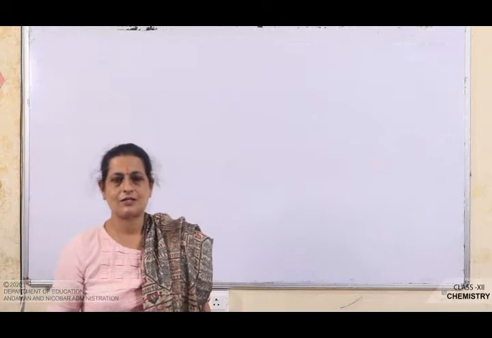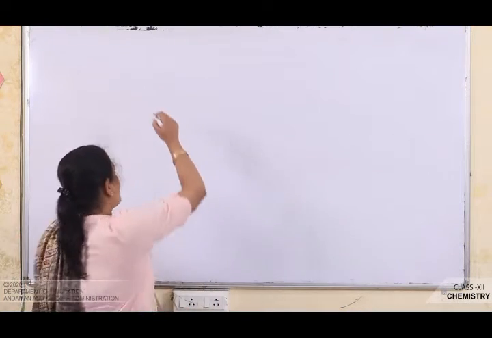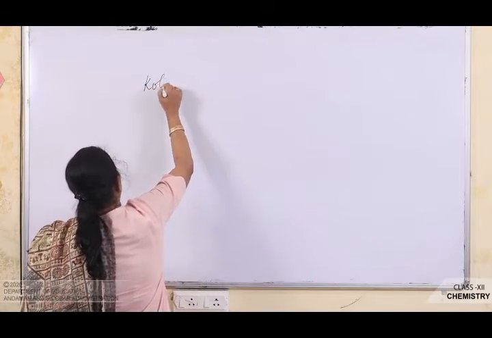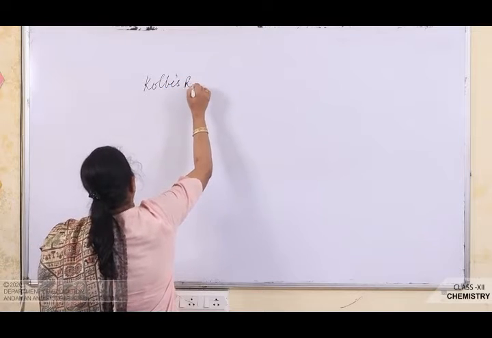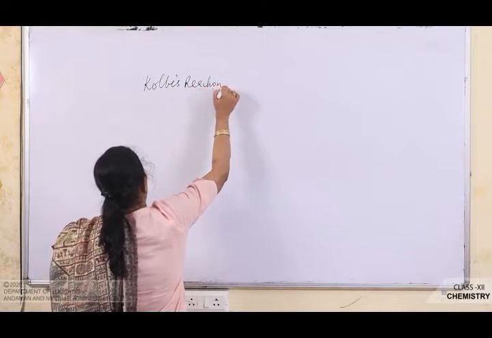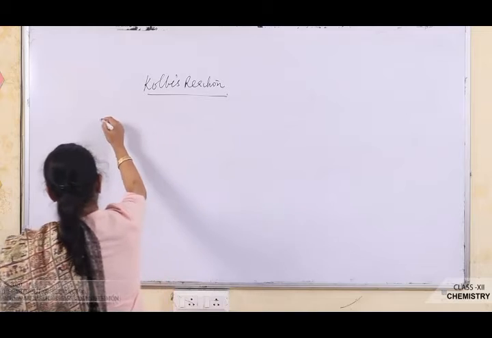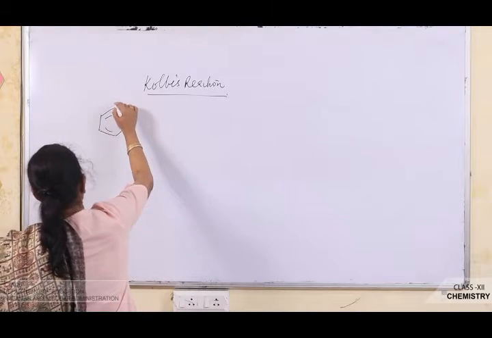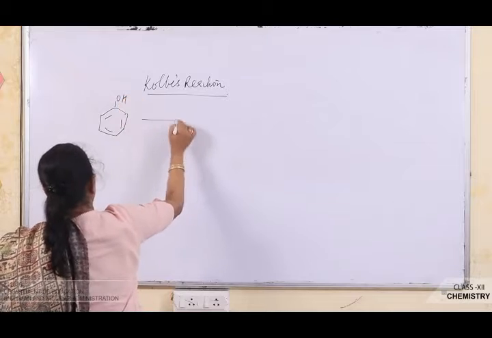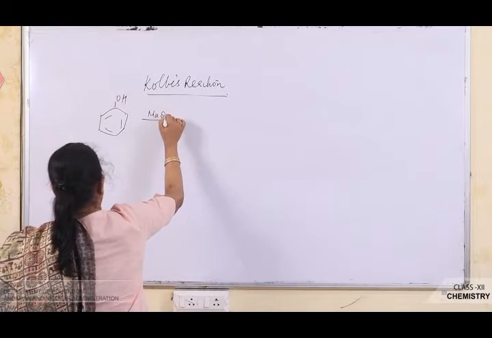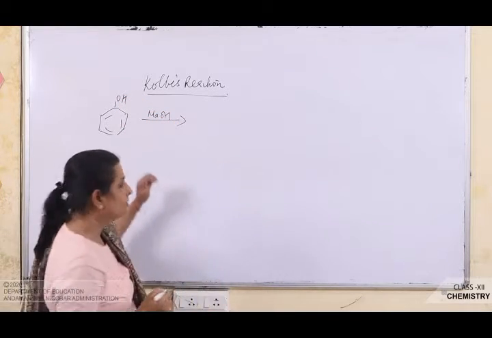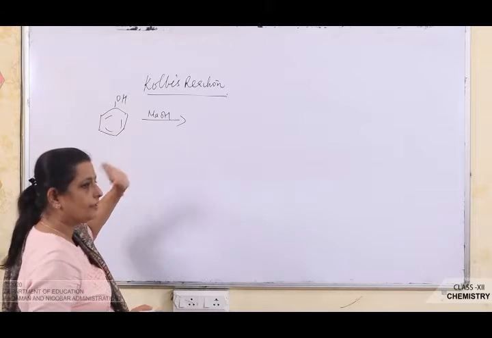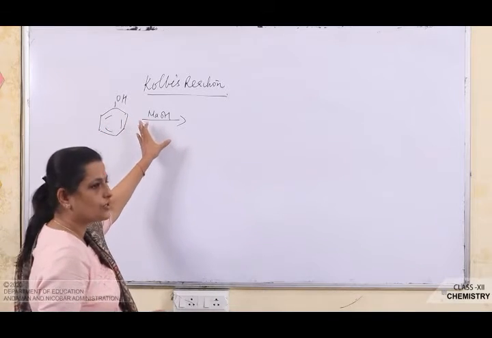Next electrophilic substitution reaction in phenol is Kolbe's reaction. Now what is Kolbe's reaction? Phenol is treated with sodium hydroxide. Why does phenol react with sodium hydroxide? Because phenol is what in nature? Acidic in nature. So this shows the acidic nature of phenol.